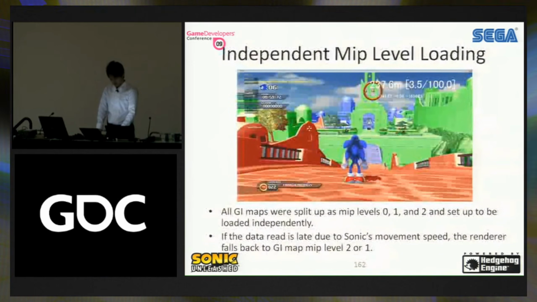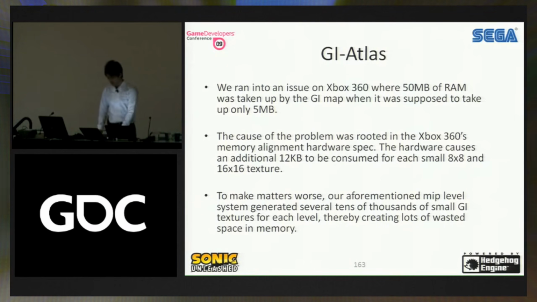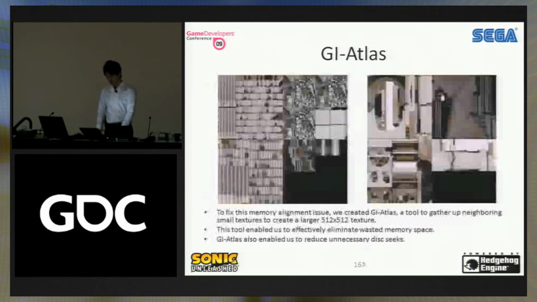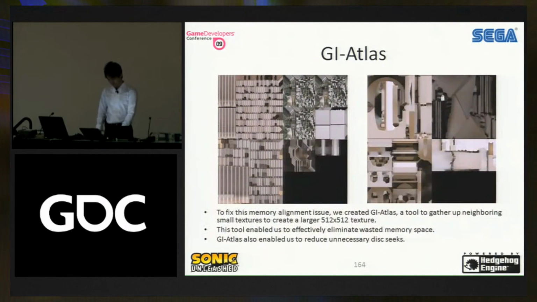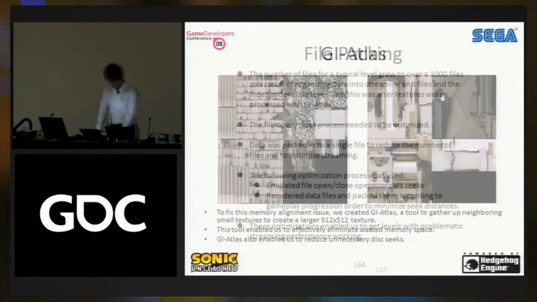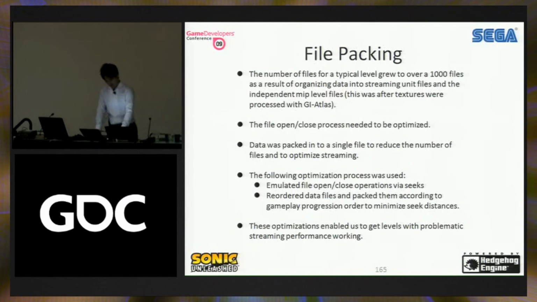But as you may have guessed, doing that for every single texture will create a lot of clutter internally and waste unnecessary space. So they created a tool called GI Atlas, which gathers up neighboring small textures to create a 512 by 512 version, eliminating wasted memory space and speeding up transmission. They also packed every level within a single file to reduce the number of files and optimize streaming.